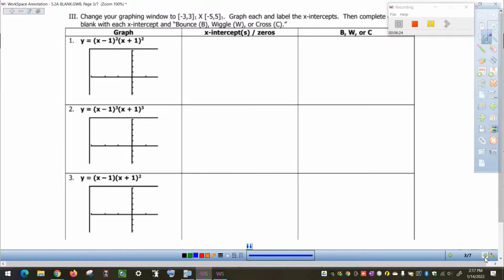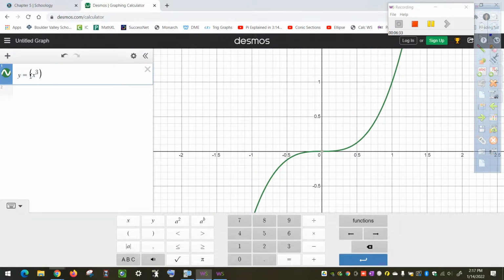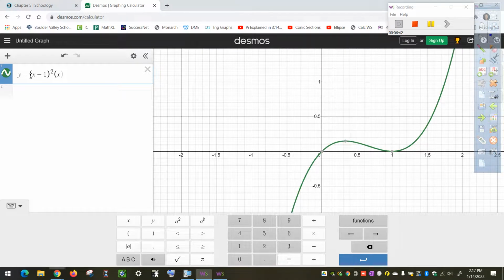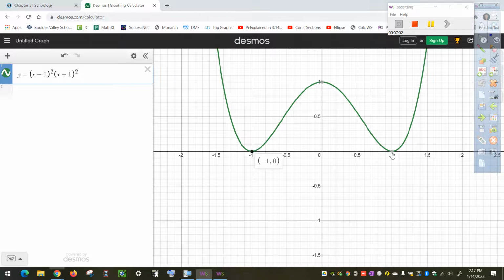I'm going to actually type this into Desmos just exactly the way that it's written there on our paper. So in parentheses, we have an x minus 1, and that is being squared. And right next to that in parentheses, we've got x plus 1, and that part is also being squared. So let's take a look here at what our polynomial graph looks like. We can see here that we have 2 x-intercepts now. And actually, the nice thing about Desmos is that if you click on the x-intercept point, it's going to just tell us what they are. So we've got an x-intercept at -1 and also at +1.